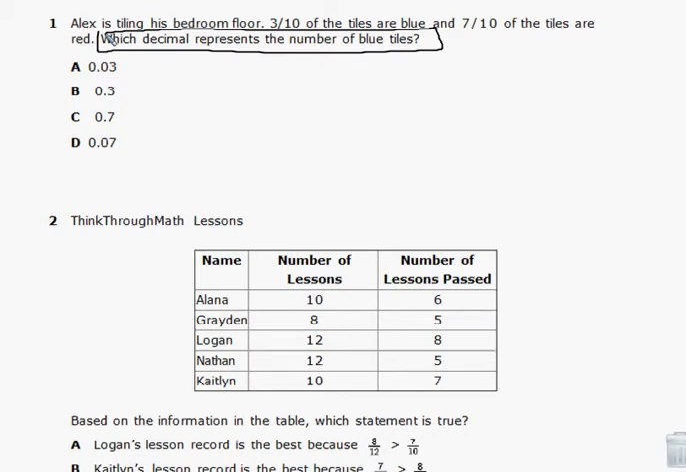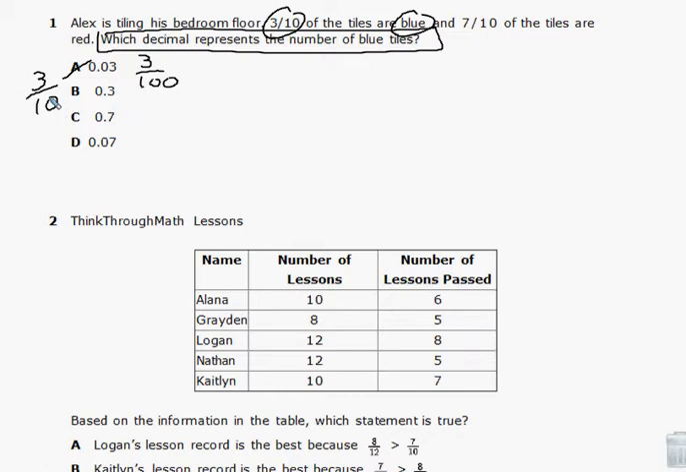And right here, it's saying that 3/10 of the tiles are blue. So we're looking for 3/10. Our first answer choice says 3/100. So that would be the same as 3 over 100. That's not the same. That's not right. This one says 3/10. That looks like this, 3/10. That looks like it's a pretty good chance there.